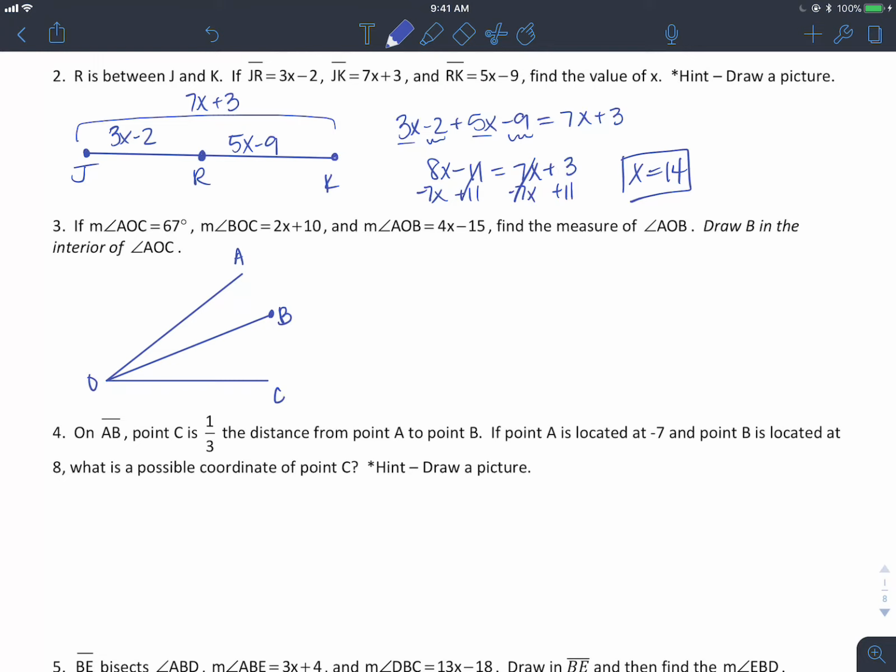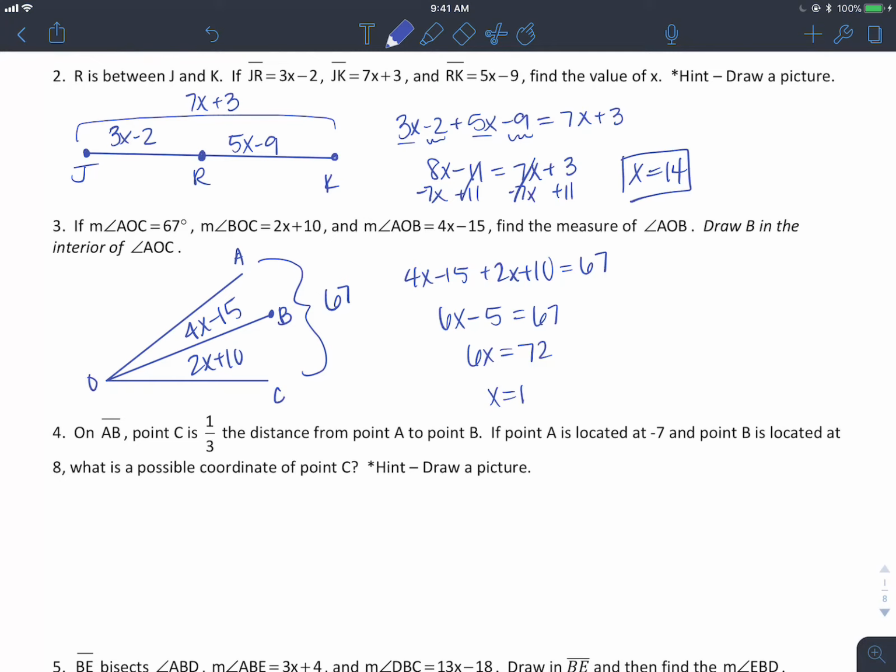So it tells us that AOC, the whole angle, is 67, BOC is 2x plus 10, and AOB is 4x minus 15. So again, we're going to take those two small angles, 4x minus 15 and 2x plus 10, and add them together to be equal to the big angle. So we're going to have 6x minus 5 equals 67. So that means 6x equals 72, and x equals 12.